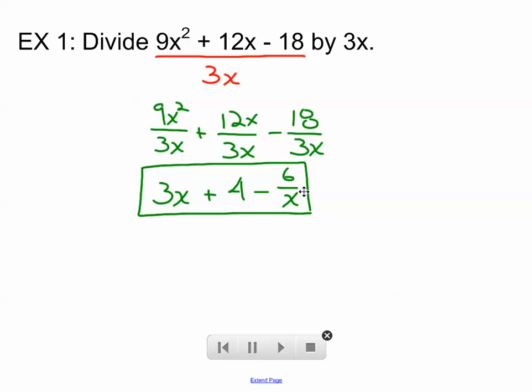Maybe we haven't seen something like that where the variable appears in the denominator before, and maybe we wouldn't consider this standard form, but we'll go ahead and leave our answer like that for right now.